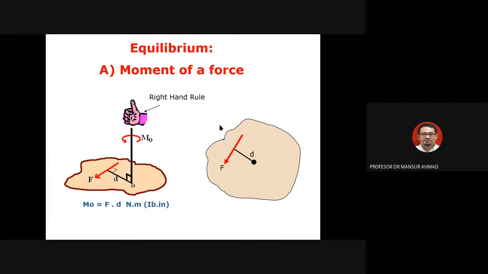Bahasa Malaysia apa right hand rule? Anybody can translate this to me? Direct translation, right hand rule. Rules apa, undang-undang? Undang-undang tangan kiri, tangan kanan, sorry.